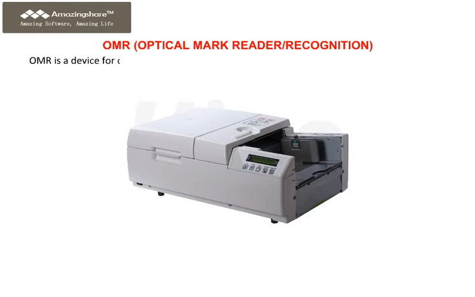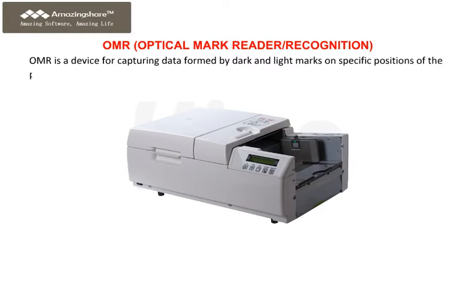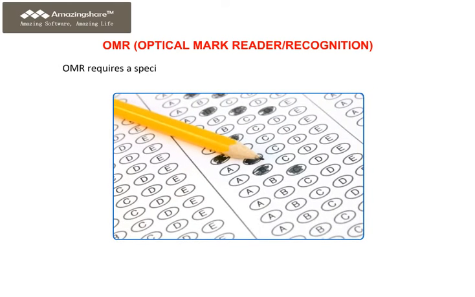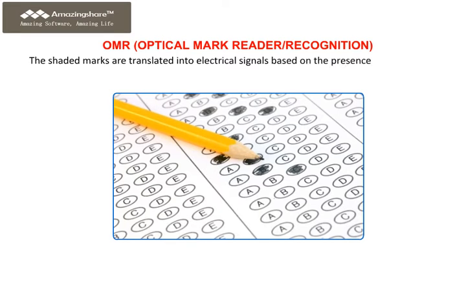OMR, Optical Mark Reader or Recognition. OMR is a device for capturing data formed by dark and light marks on specific positions on the paper. It is a special device that can detect marks made with ink or pencil. OMR requires a special printed paper that contains boxes or circles for shading. The shaded marks are translated into electrical signals based on the presence or absence of shaded marks.